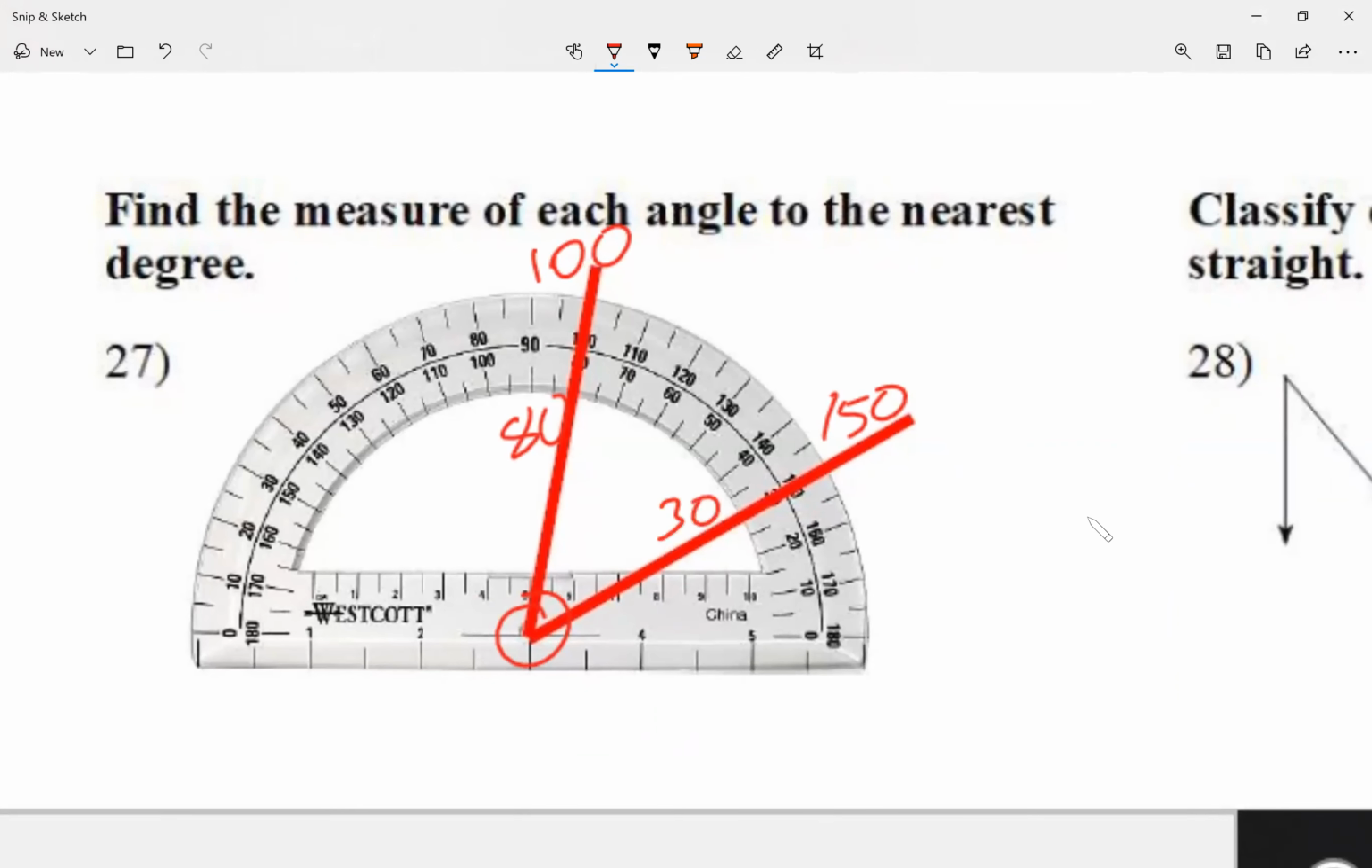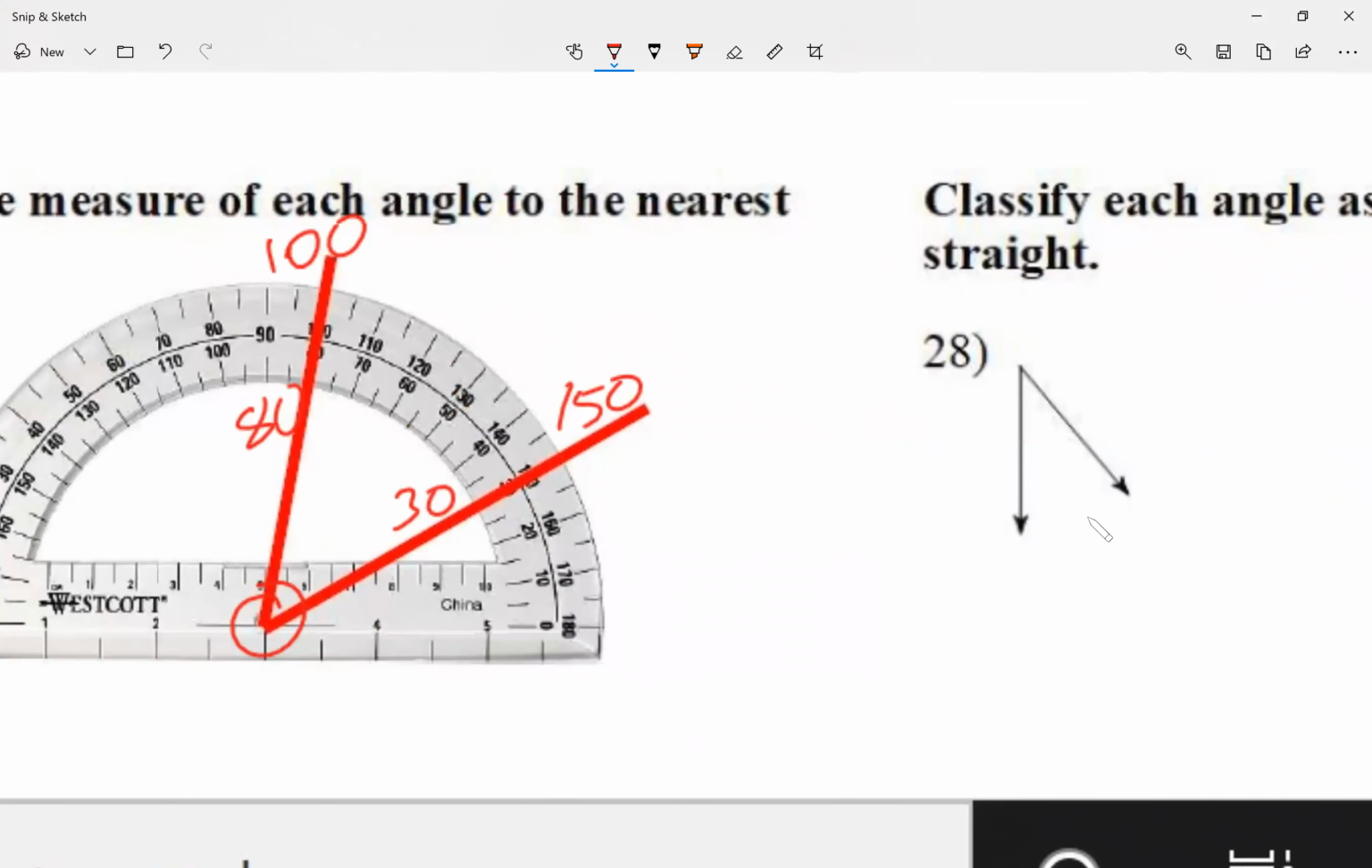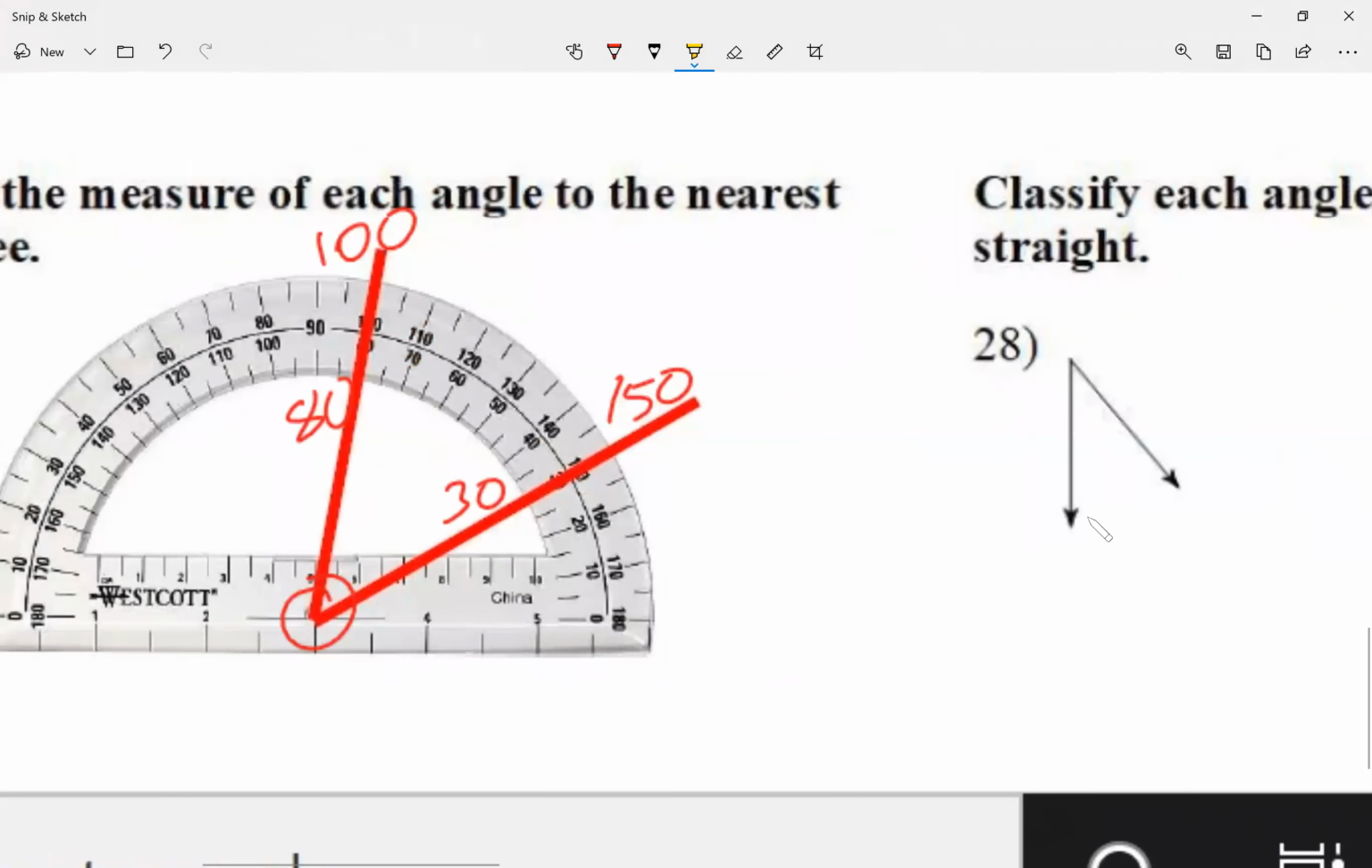The way I'm going to find out what's the measurement of this angle, I'm going to subtract my numbers. Now I have a choice. I could use outside numbers only. And when I mean outside numbers, I said 150 and 100.